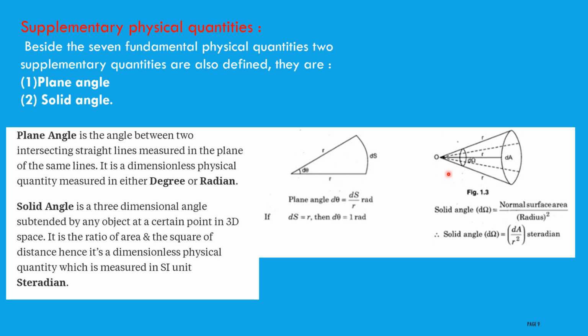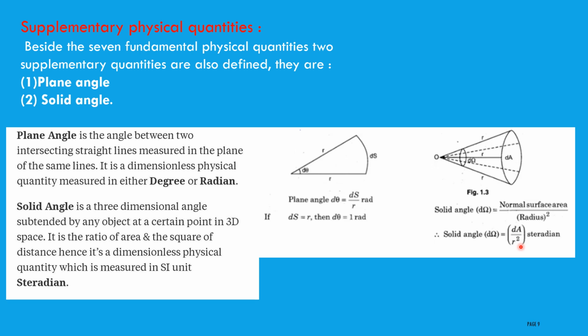Let us consider the example of a cone. This is the cone. The intersection of lines forms an angle. This angle we will call the solid angle, d omega. The solid angle is given by the normal surface area divided by radius square. This surface area, in the form of a cone, we call the normal surface area divided by radius square. Then solid angle will be equal to dA divided by r square. Here dA represents a small area, divided by r square.